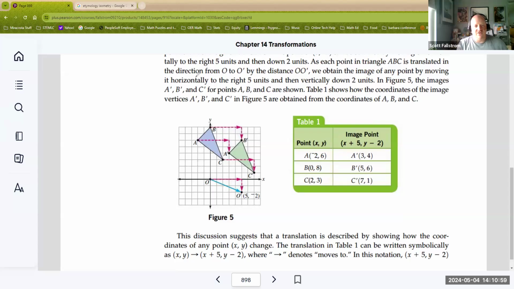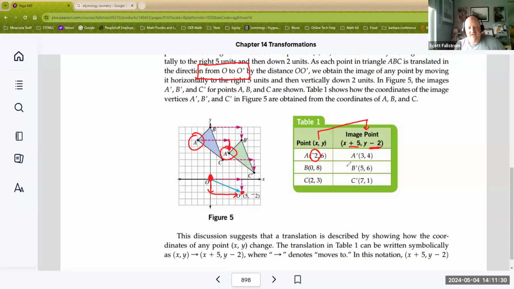We're moving in the direction from O to O prime. So here's O prime. I'm going to go down 2, right 5. So the X coordinate I start with has to go right 5. That's why I add 5. The Y coordinate has to go down 2. So that's why you'll notice it goes down 2. So you take this original and you come over here and that's the result.